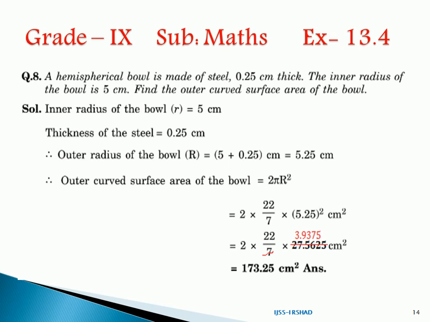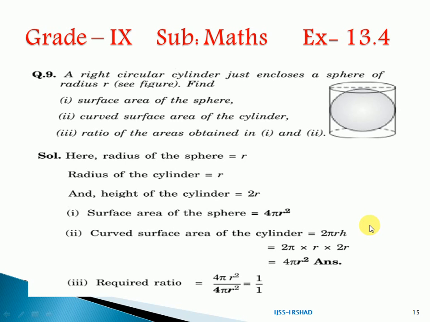Now move to question number 9, the last question of this exercise. This question, a right circular cylinder. This is a cylinder we have done in the previous exercise, 13.3. So a right circular cylinder just encloses a sphere of radius r. See in the figure. Encloses means tightly fit, means whatever will be the diameter of this cylinder, the same will be the diameter for this sphere. And the diameter of the sphere will be the height of the cylinder.